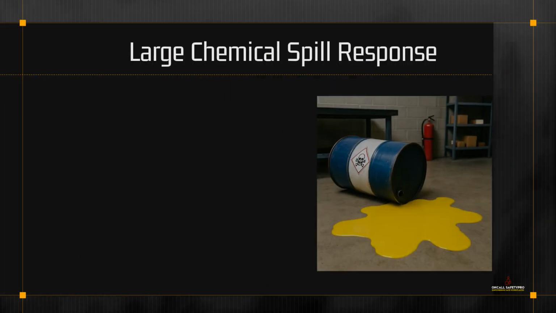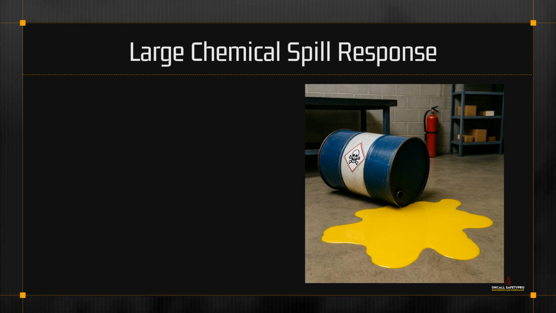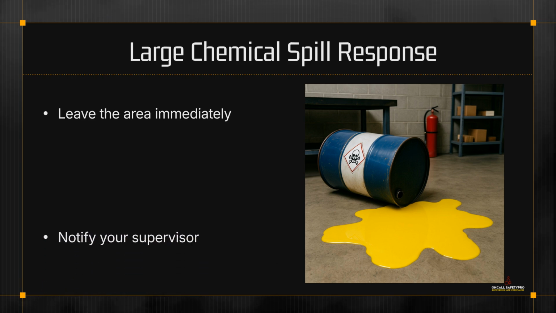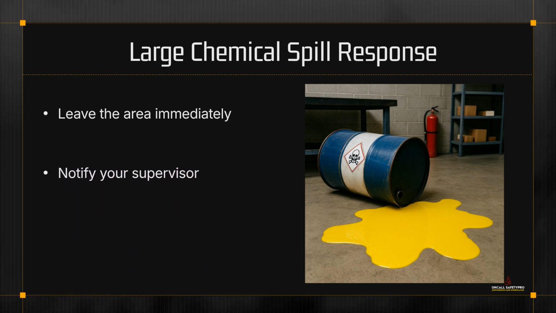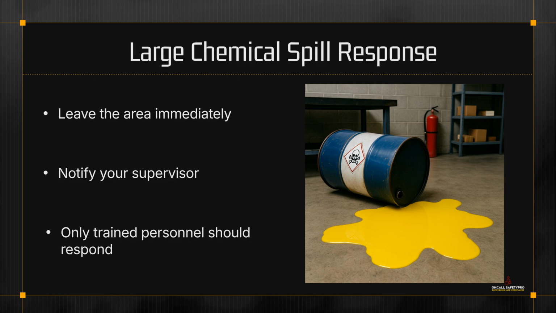If a large spill happens, your first priority is safety. 1. Immediately leave the area of a large spill or release, since you could be overcome by the effects of toxic chemicals. 2. Notify your supervisor or designated emergency contact. 3. Only trained personnel should respond, following the site's emergency procedures.